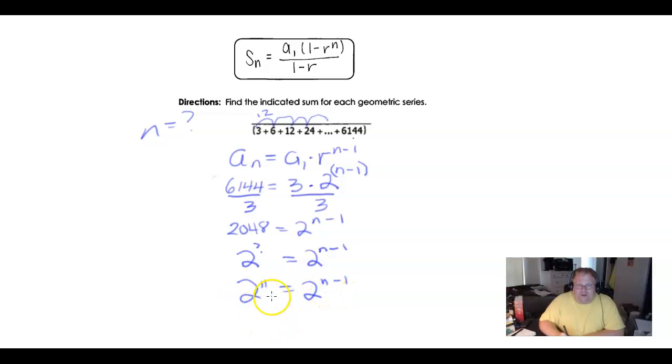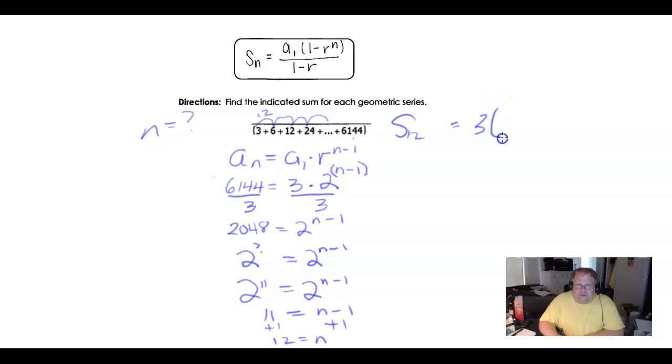So now 2,048 is really 2 to the 11th power. If these two things are equal, would it make sense that 11 equals n minus 1? If this is to the 11th and this is to the n minus 1, wouldn't it make sense that 11 is equal to n minus 1? So we're going to add 1 to both sides. So we now know we're summing up the first 12 terms. All right, so now we can do our formula.